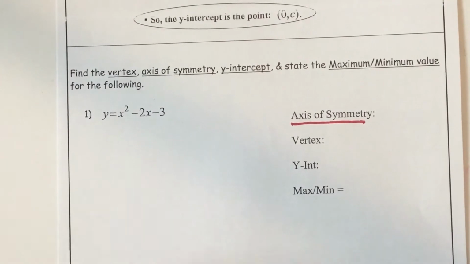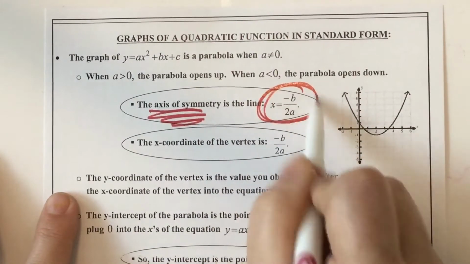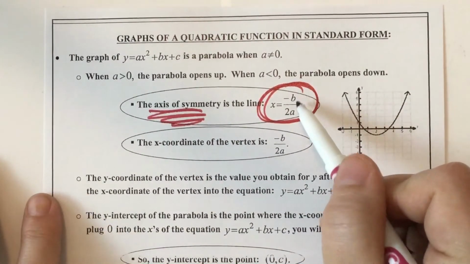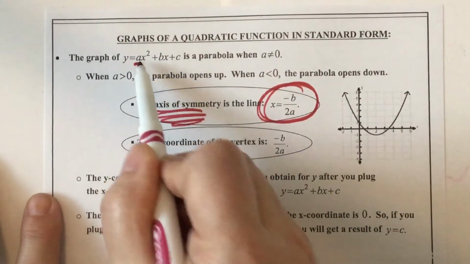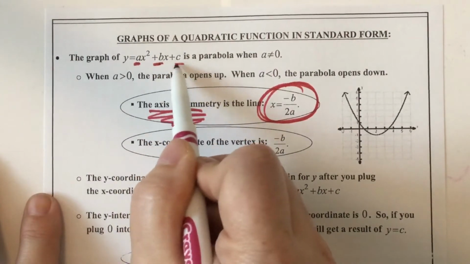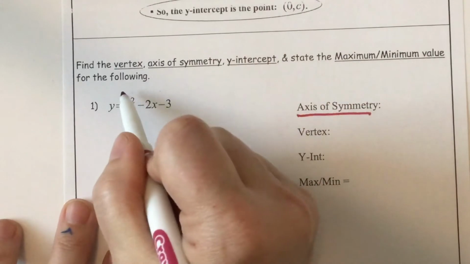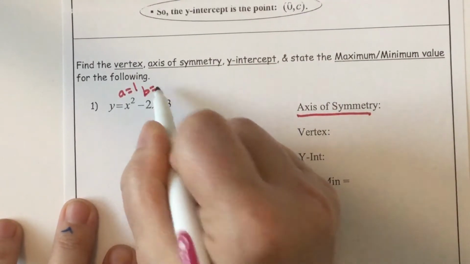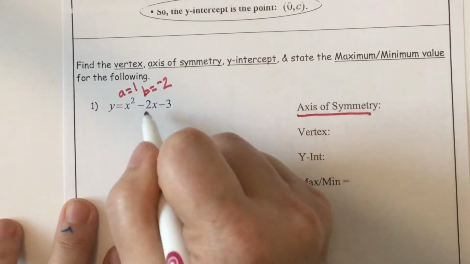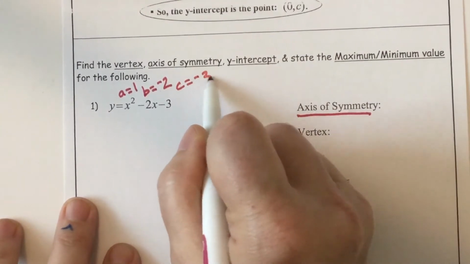Okay, so we have a formula to find this axis of symmetry, and it's up here. To find the axis of symmetry, it tells you to take the opposite of b and divide by 2 times a. So remember, a is in front of the x squared, b is in front of the x, and c is the constant. Okay, so as I look at this down here, my a is 1, because that's the number in front of the x squared. My b is -2, because that's in front of the x. And my c is -3, because that's the constant.